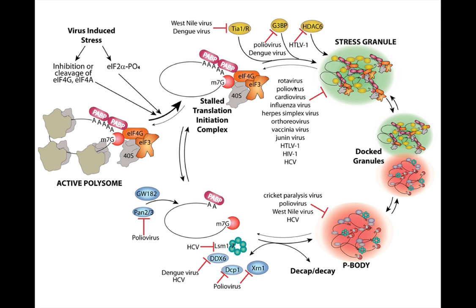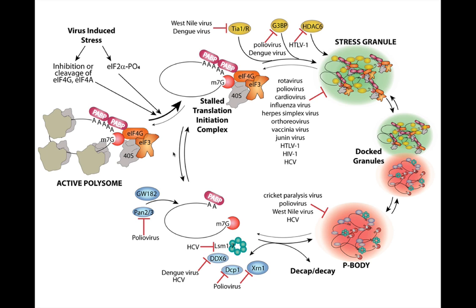So many viruses encode antagonists of stress granules. You can see all these viruses listed here antagonize stress granule formation. And for some of them, we know which proteins are antagonized specifically. So, for example, polio cleaves this particular component, G3BP, of the stress granule to prevent their formation. So viruses have evolved to antagonize stress granule formation.